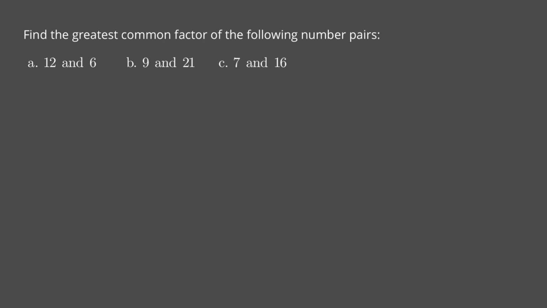With problem A, they are asking us to find the greatest common factor of 12 and 6. We can start with the smallest number, which is 6. So if we take the number 6 and we start to factor it, we know immediately that 1 and 6 are its factors, as well as 2 and 3, because 2 times 3 is 6. So we will put a rectangle around those.